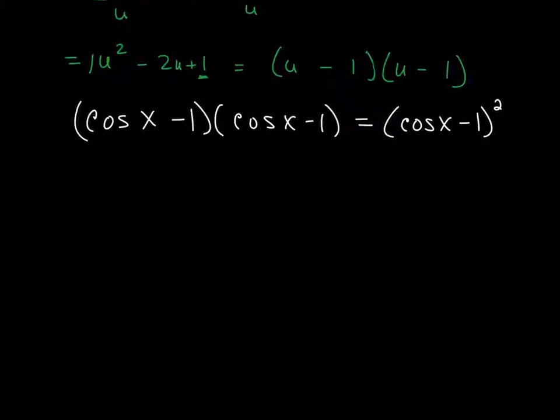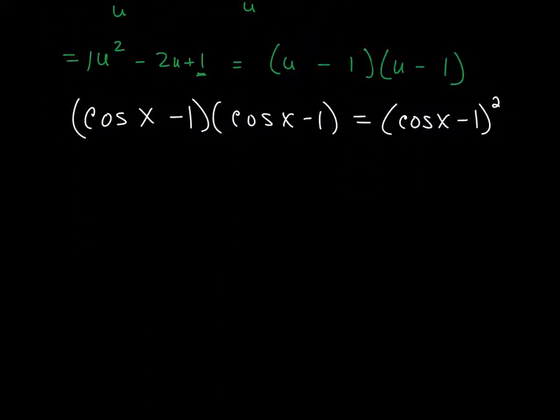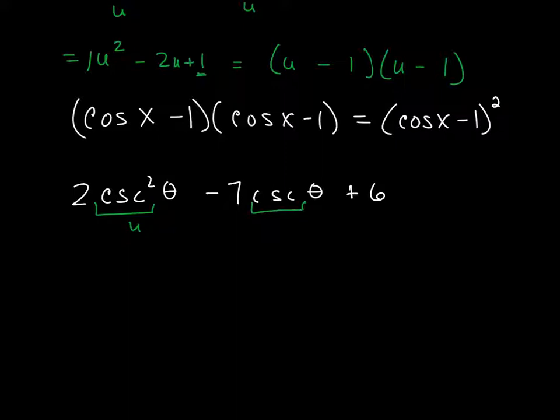All right, we're going to go ahead and do one more example with the quadratics. So the next example I have for you would be 2 cosecant squared of theta minus 7 cosecant of theta plus 6. Again, we want to think of this as u and this as u. Make sure you bring down whatever the coefficient is. So factoring this is the same as saying 2u squared minus 7u plus 6.